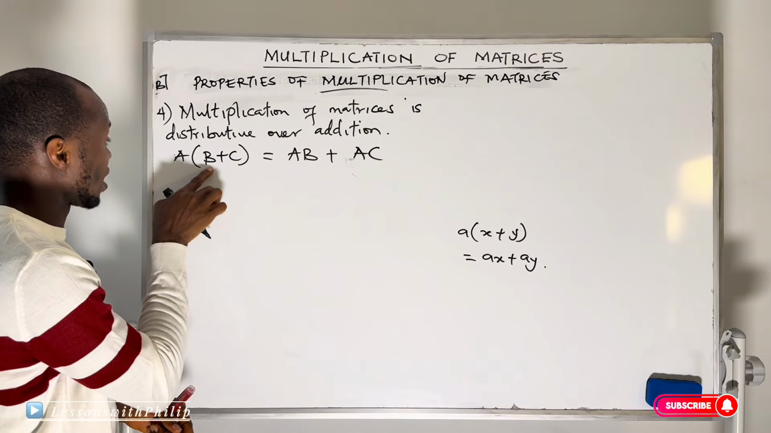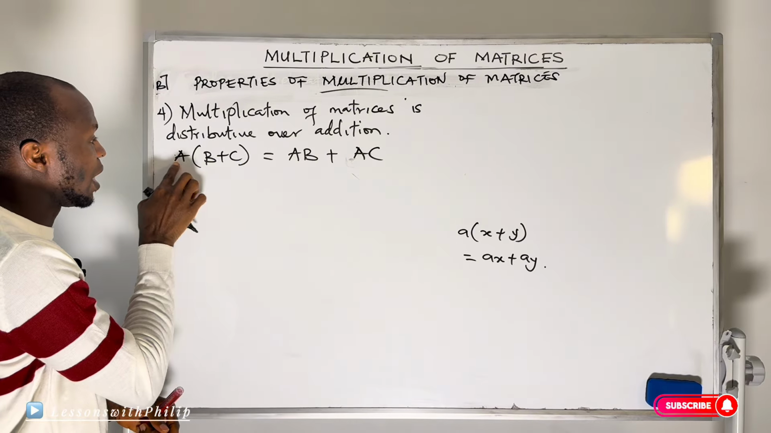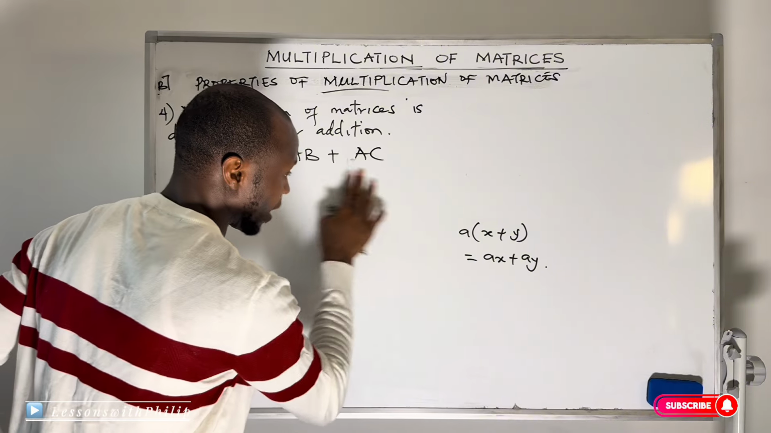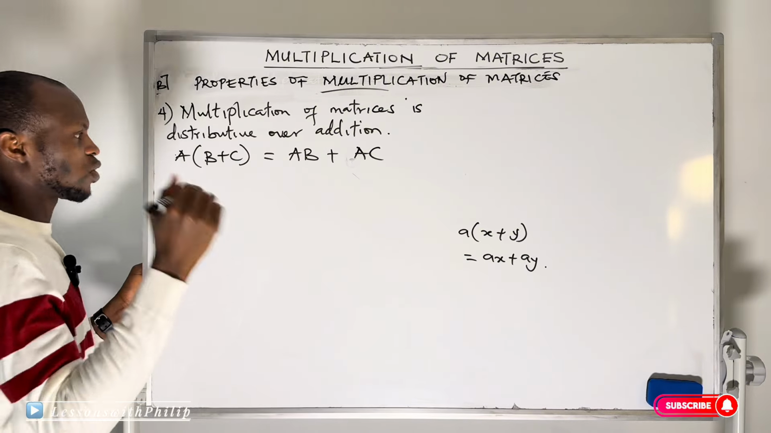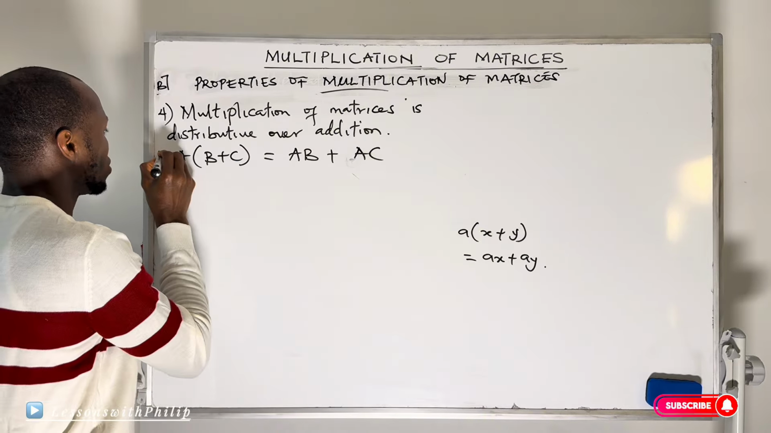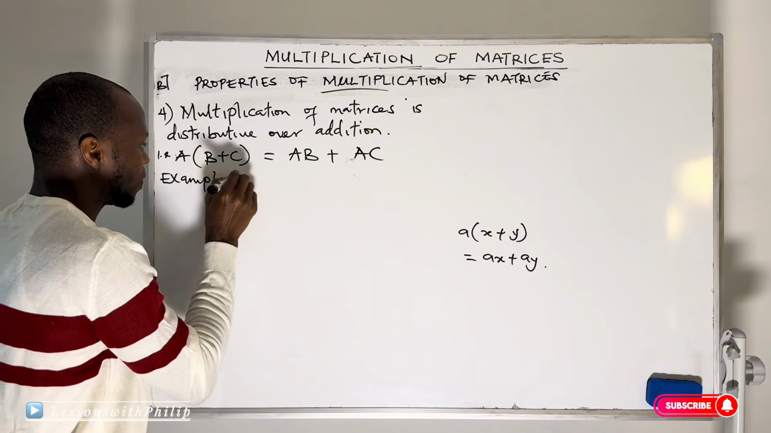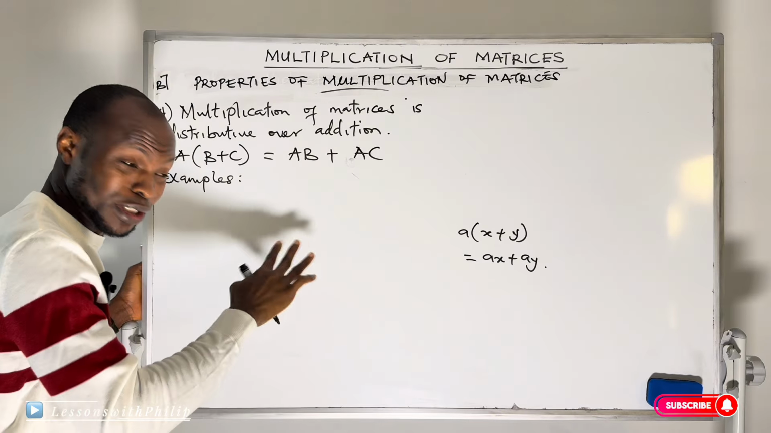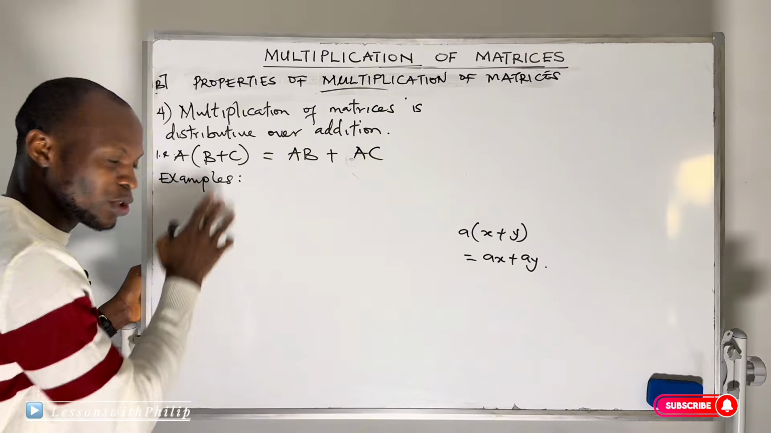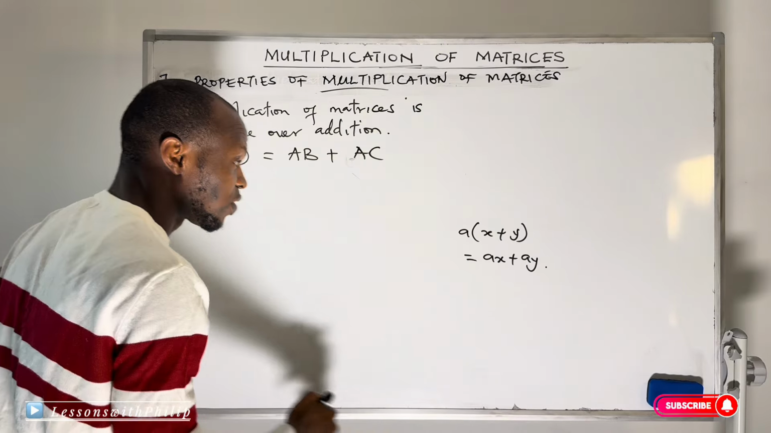It's just the same. A times B will give me AB. A times C will give me AC. Okay? That's just similar. Okay, let's confirm. Examples. Okay? We've been doing multiplication. Okay? That all the examples we are doing is still part of multiplication of matrices.